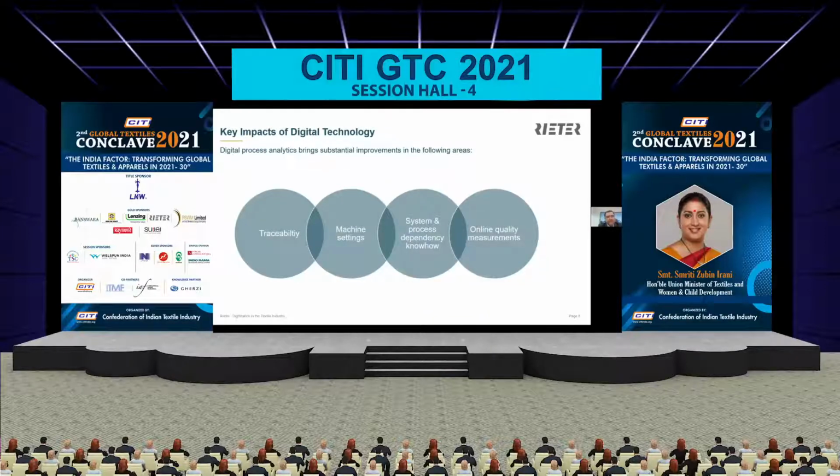The key impact, the most impact, will come on traceability. What you produce today, you will be able to trace back and find out where the raw material came from, which field, which market you bought this raw material from. Then, what were the machine settings for this particular output if there is a complaint, or if a buyer is saying that your product was very good, then you are able to go back and see what the machine setting was at the time, and what the systems and process were during production of this particular item, and of course the online quality measurements.